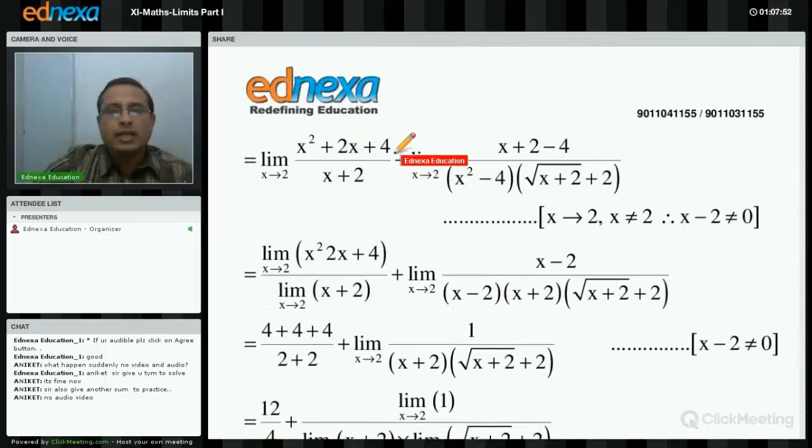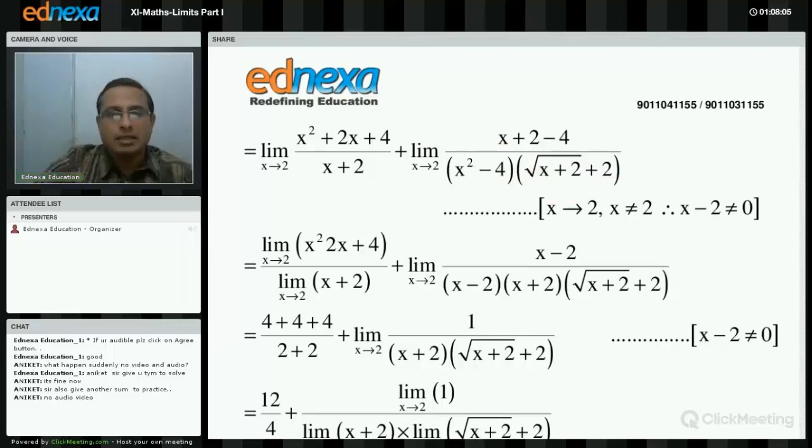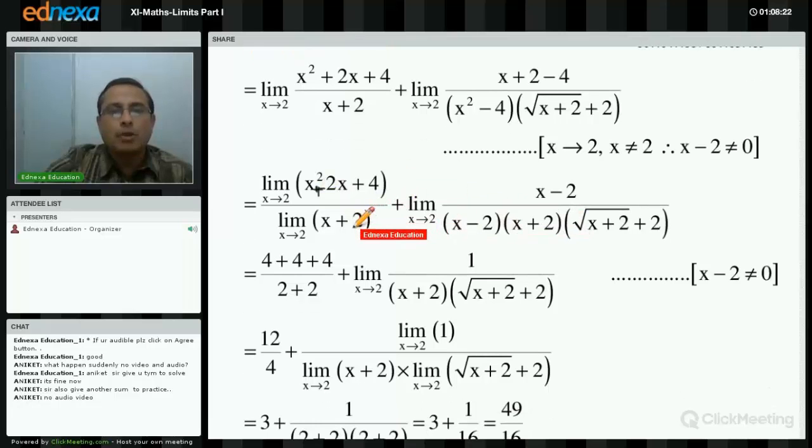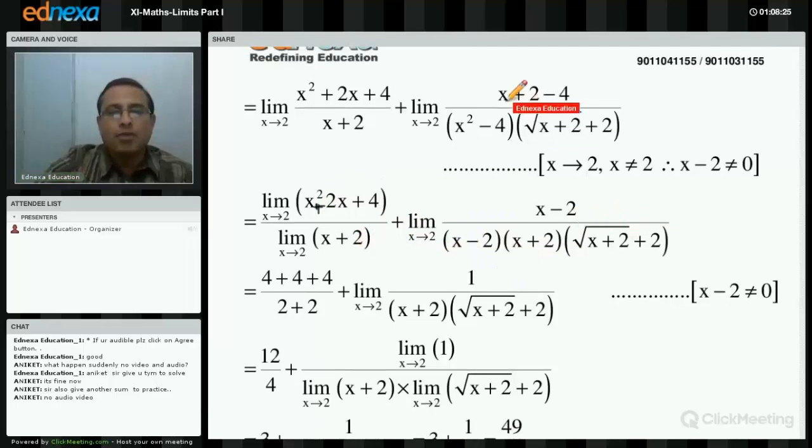It is limit of x square plus 2x plus 4 upon x plus 2 after cancelling that factor. And in the second limit, what is the square of root x plus 2? x plus 2 minus 2 square, which is 4, denominator as it is. Now, in the first limit, limit of quotient is limit of numerator upon limit of denominator, plus, see what happens, x plus 2 minus 4 is x minus 2.